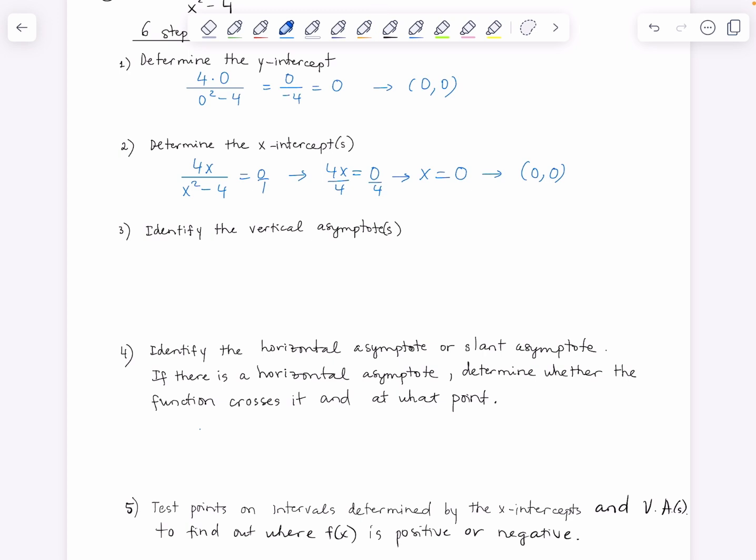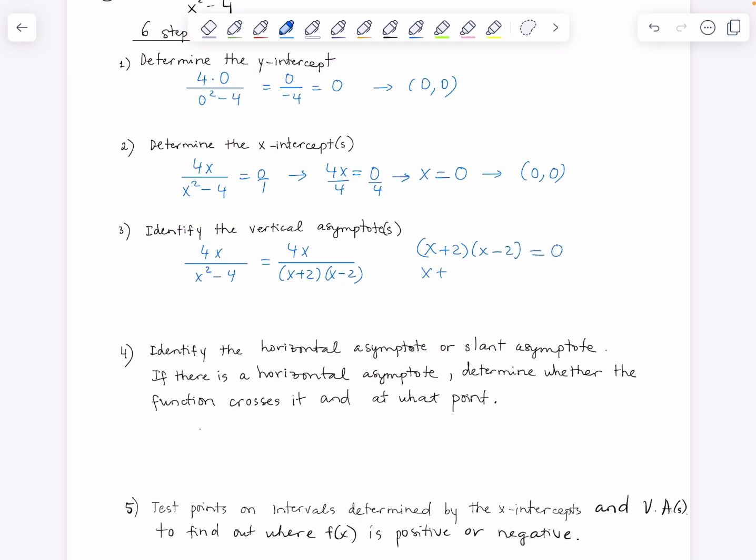Identify the vertical asymptotes. To find the vertical asymptotes, you follow 2 steps. First, try to factor the numerator and denominator. See if there's any common factor. Cancel the common factor, then you let the denominator be 0. So to factor this one, I can only factor the denominator as x plus 2 and x minus 2. I don't see any common factors, so I'm going to proceed with letting the denominator be 0.